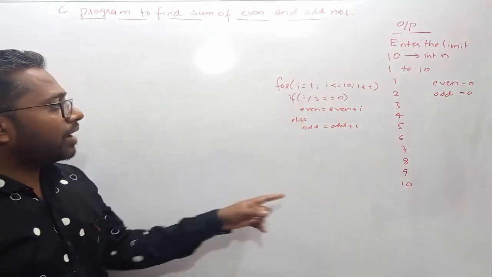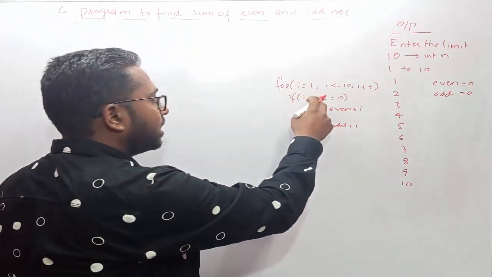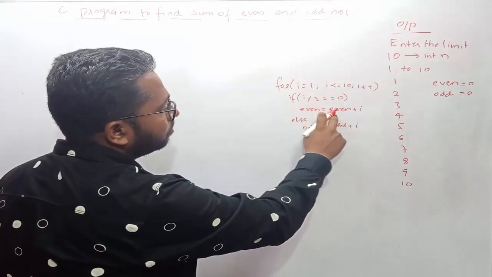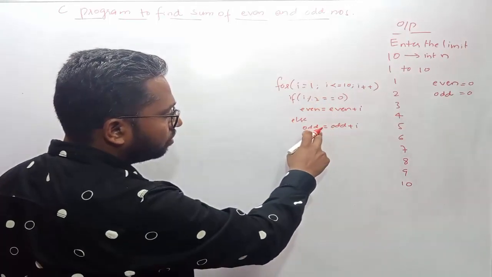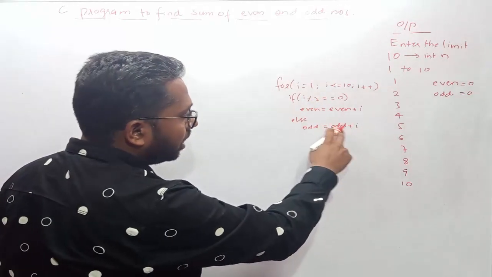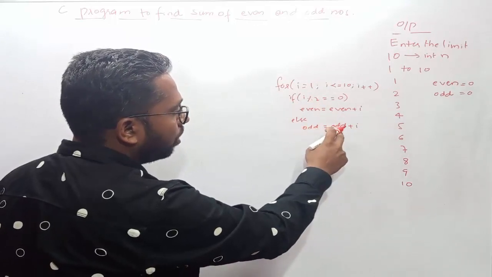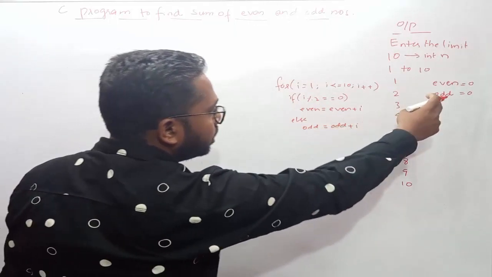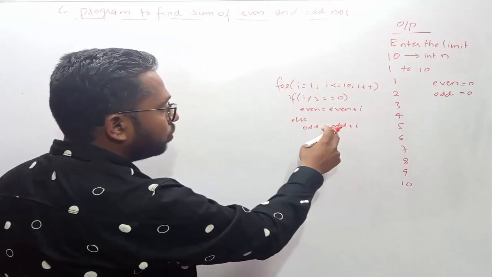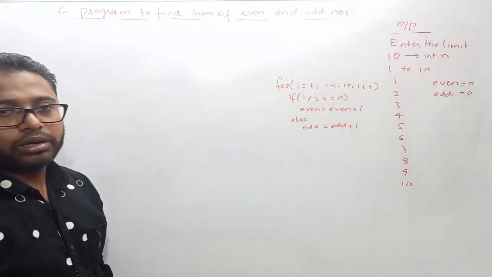Now for the value of i equals 1, I will be getting the remainder. That's why this block will not get executed. Control will come to the else part to execute this block, and the value of 1 gets added to the odd variable. Odd equals odd plus 1. The value of odd is 0, so 0 plus 1, that is 1, and 1 gets stored inside odd.